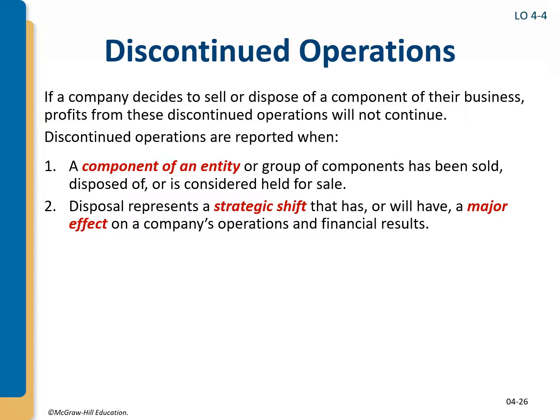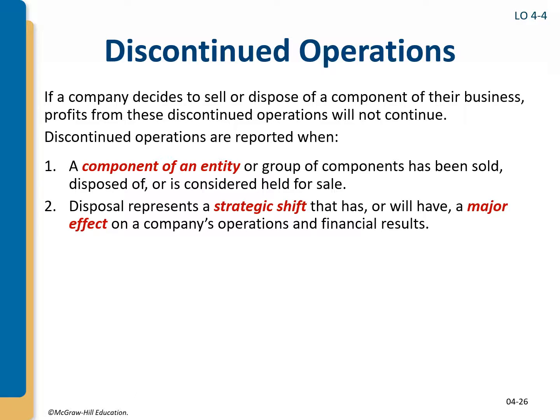And the other major part of your income statement is this. So if a company decides to sell or dispose of a component of their business, profits from these discontinued operations will not continue, so they shouldn't be reported as income from continuing operations. The component of an entity or group of components has been sold, disposed of, or is considered held for sale. If that's the case, you keep track of revenues and expenses from that component separate from everything else. And you report it separate on your income statement.